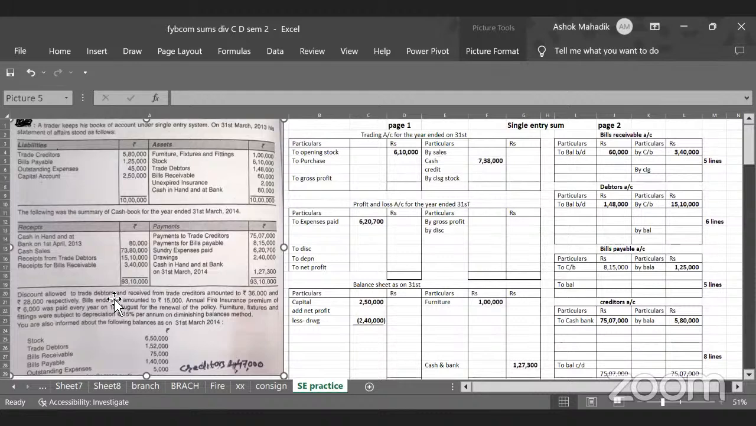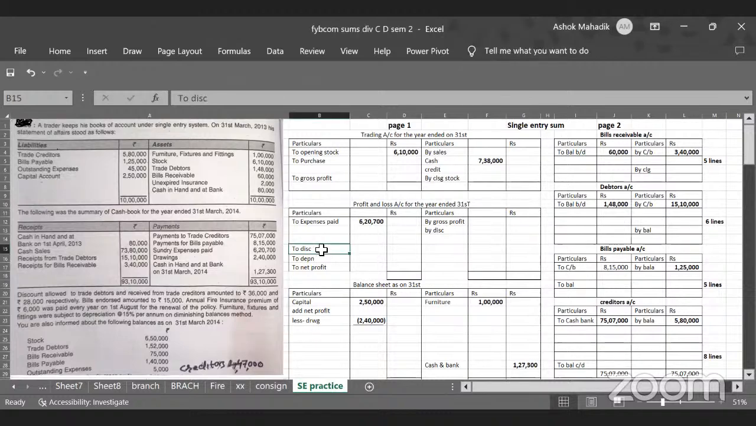Now, below the cash book, a paragraph is given. This is additional information. We need to give two effects of these items. So first is discount allowed to trade debtors. First of all, it's an expense. So we'll go in P&L to discount allowed. On the debit side, it will appear, how much is it, 36,000.